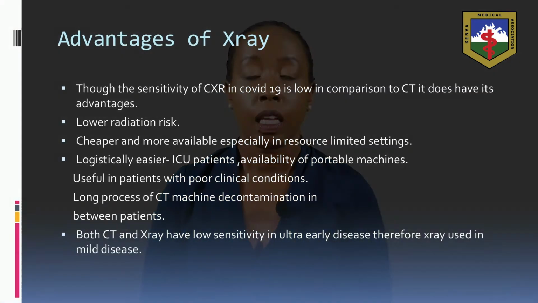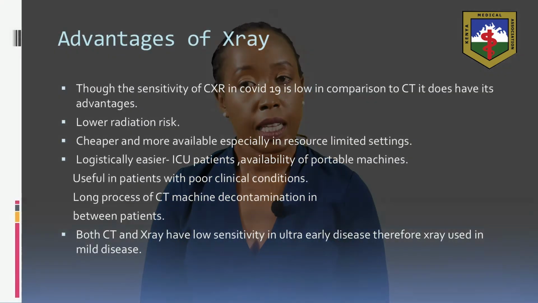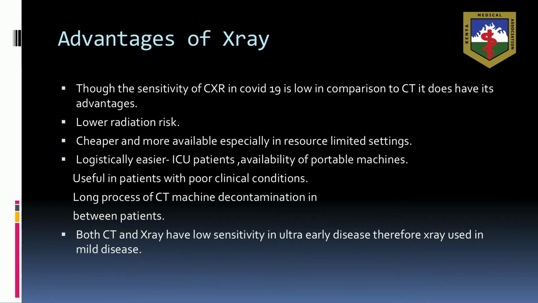Logistically, it is easier, so for patients in ICU or within the COVID wards, you can also use a portable machine and actually have the X-ray done at bedside. So it's very useful in patients with poor clinical conditions. Again, there's a long process of CT machine decontamination in between patients, and both CT and X-ray have low sensitivity in ultra-early disease. Therefore, X-ray is useful in mild disease. There is no point to expose your patient to high doses of radiation with CT when you can start off with an X-ray.